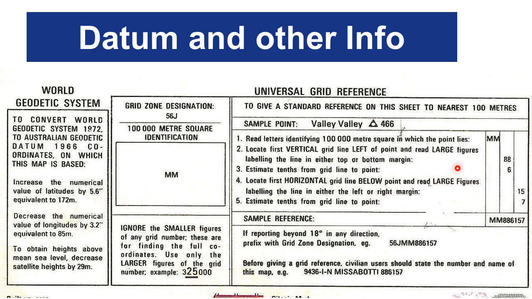Here's a reminder on how to do a grid reference, and here is a reminder on how to present that grid reference. Then it says that before giving a grid reference, civilian users should state the number and name of this map. So there is that map number and its edition version, and there is that grid reference. There are two ways to show it: MGRS without the grid zone designator, MGRS with the grid zone designator, and the six-figure grid reference using the map edition.